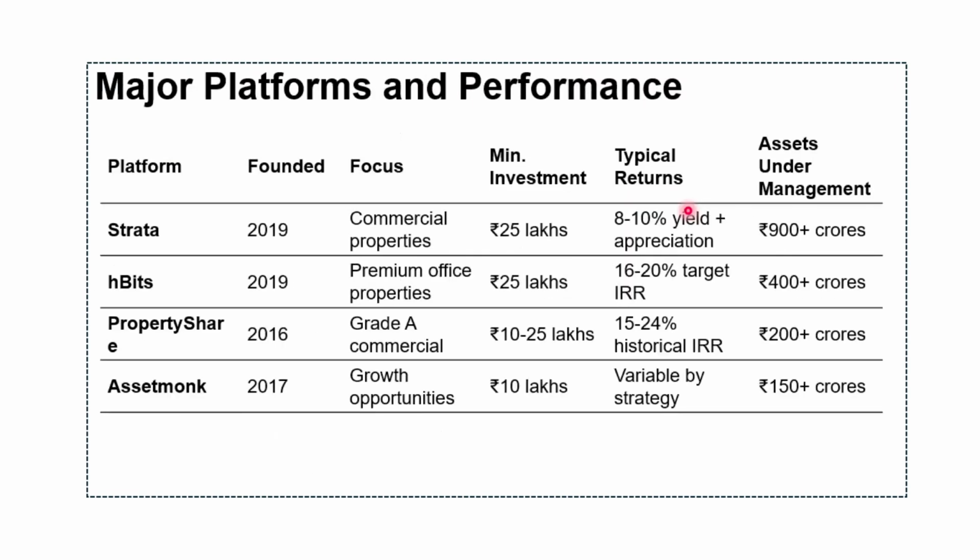Then we have major platforms and their performance. So let's examine the leading platforms and their track records to understand this market's maturity. So we have Strata, founded in 2019, focusing on commercial properties with a 25 lakh minimum investment. They target 8 to 10% yield plus appreciation, and have built around 900 crores.